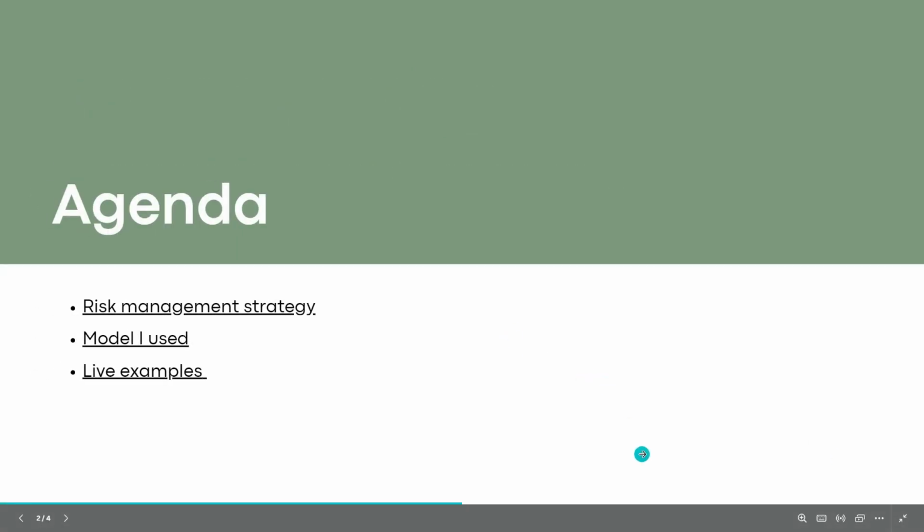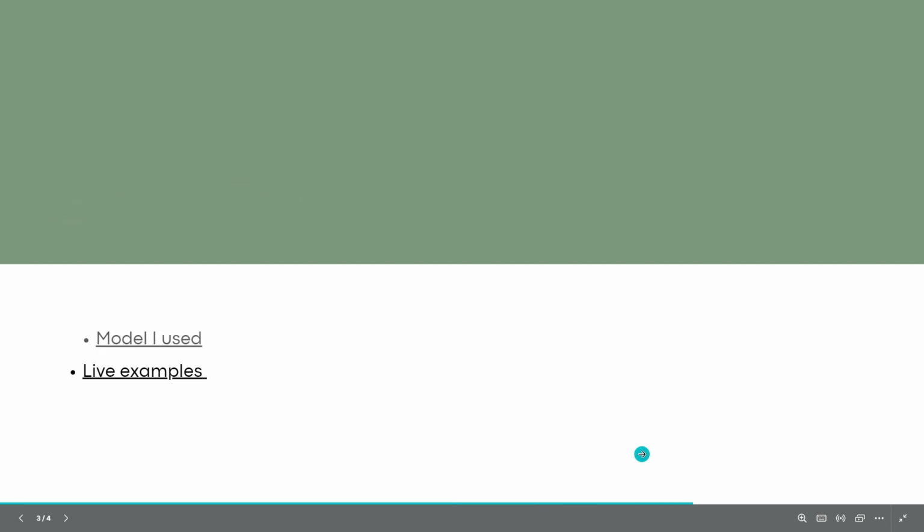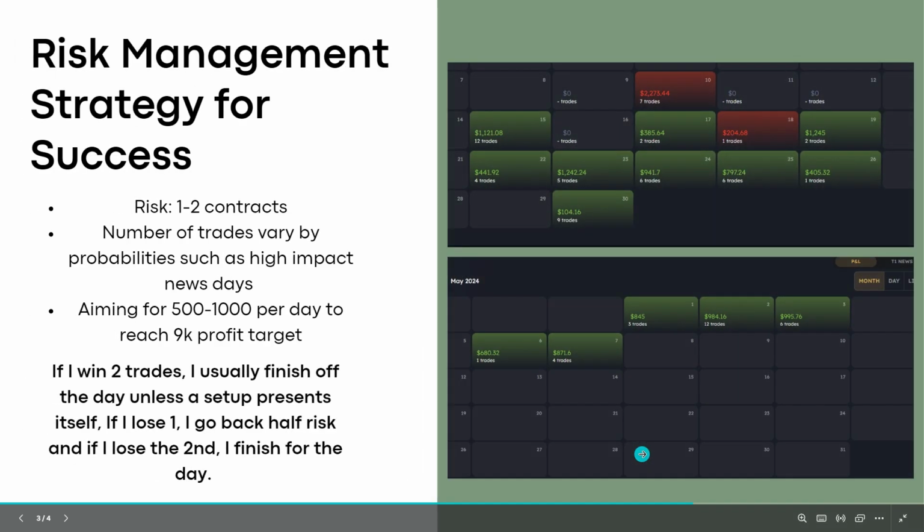So our agenda for today is we're going to go over the risk management strategy, the model I used, and then we'll jump into some live chart examples. And yeah. All right. So, risk management strategy for success.